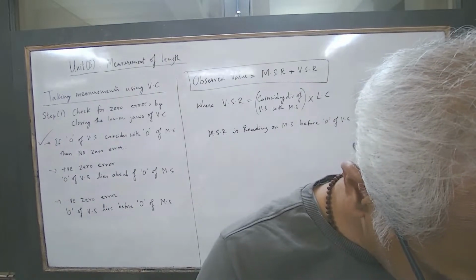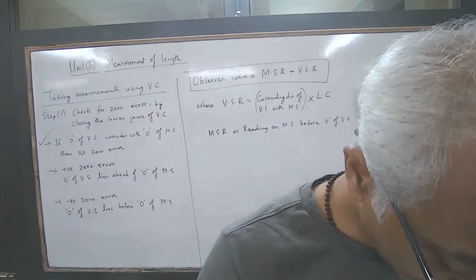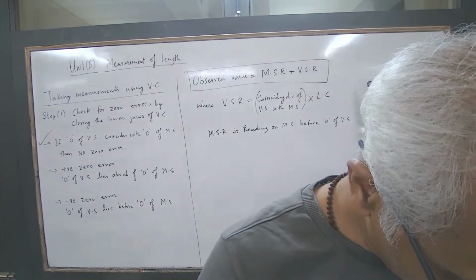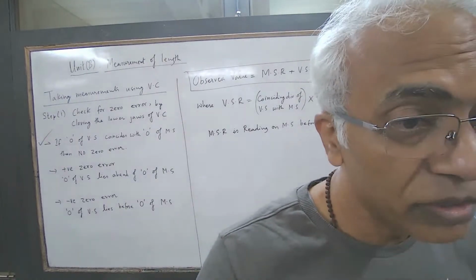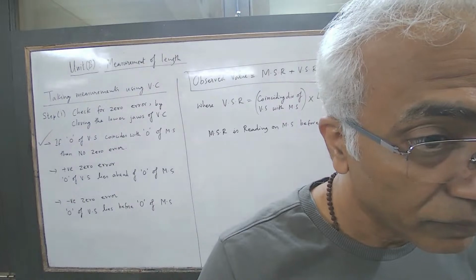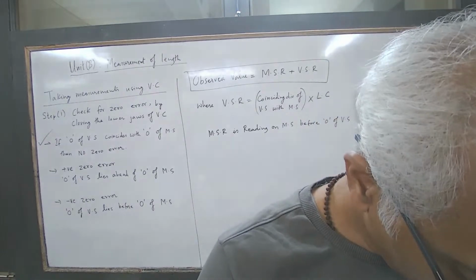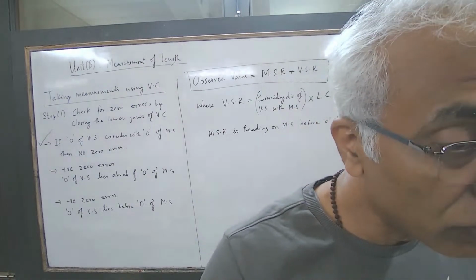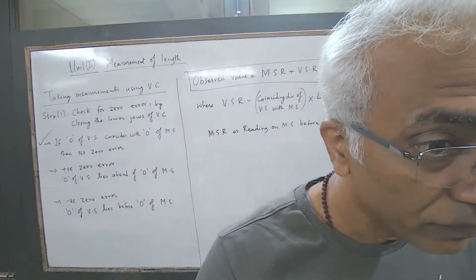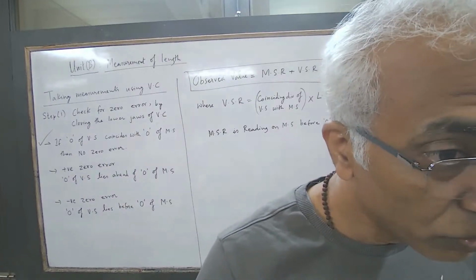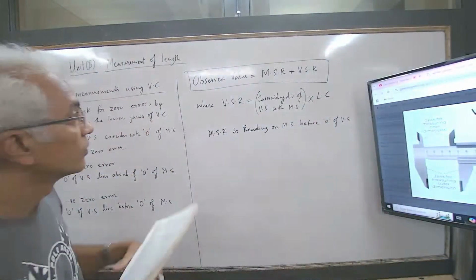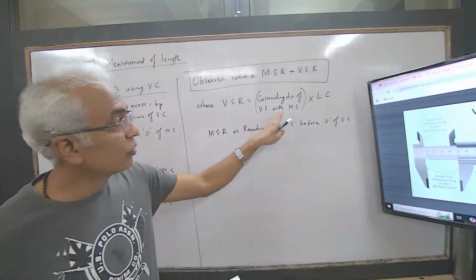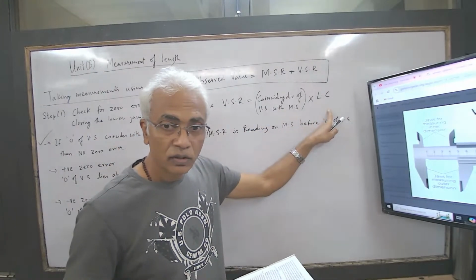AB is the distance from here to the coinciding division on the main scale minus the distance from here to the 4 divisions of the vernier scale. Got it? So how much will 4 divisions of the vernier scale be? 4 into the least count of the vernier scale, one division. Understood? 4 into, so how will we do this? Look, this is the 4th division. 4 into least count. Okay?